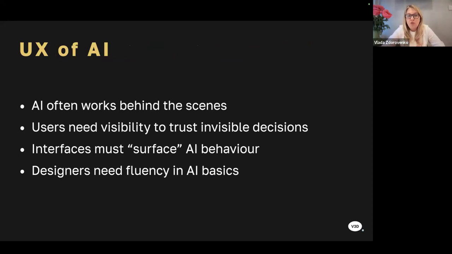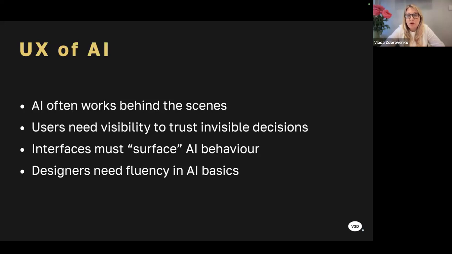So overall, AI often works behind the scenes and it's not clear what the outcome is. And that means that for designers, it's really good to understand the process. We don't need to go into deep details in terms of understanding Python or something else, but it's good to know how the model works. Users need visibility to trust invisible decisions, and that means that we come again to explainability.